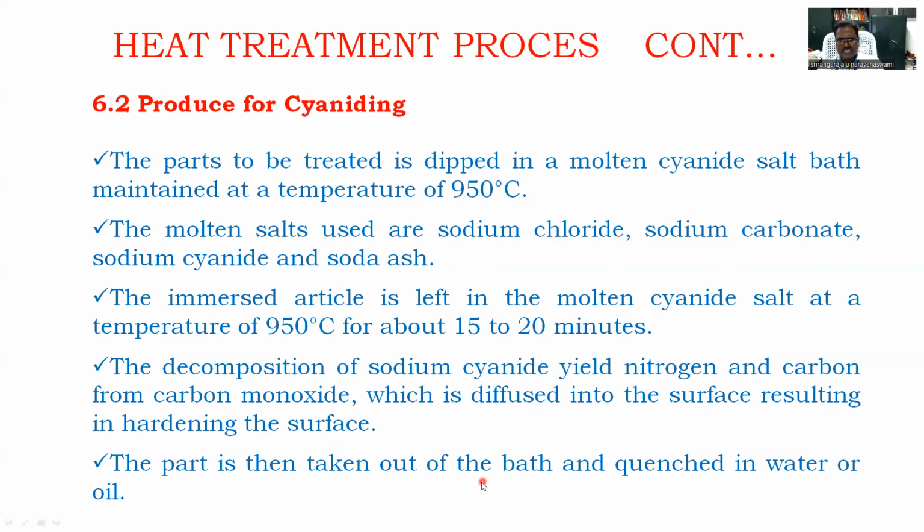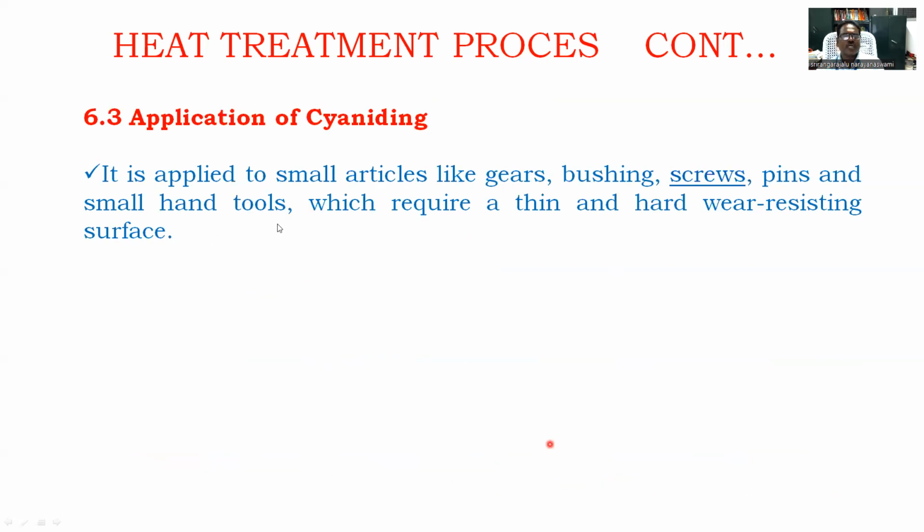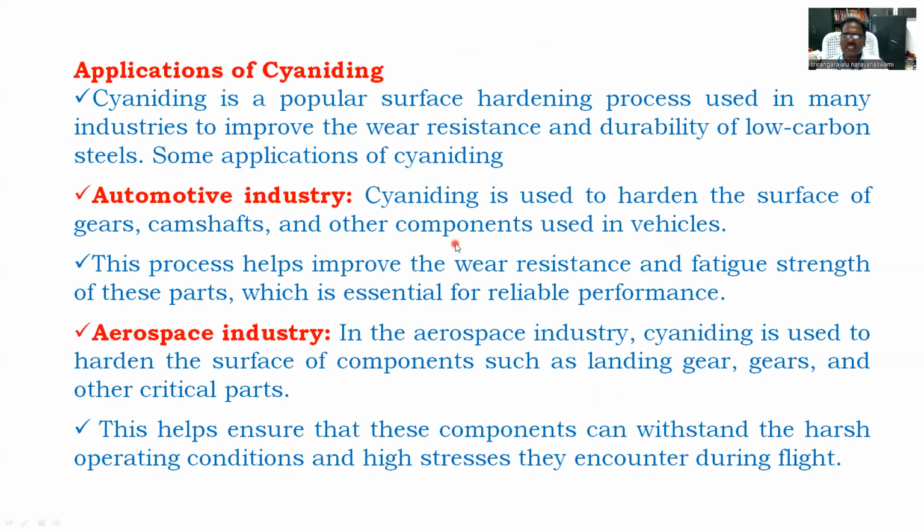The part is then taken out of the bath and quenched in water or oil. Application of cyaniding: it is applied to small articles like gears, bushings, screws, pins, and small hard tools which require a thin and hard wear resisting surface. Cyaniding is a popular surface hardening process used in many industries to improve the wear resistance and durability of low carbon steels. Some applications of cyaniding.